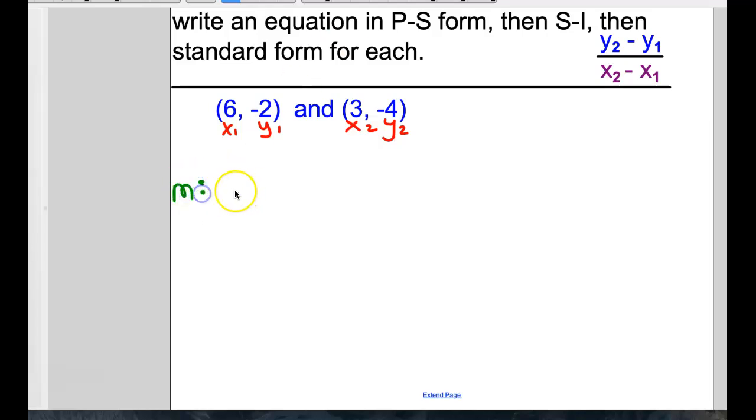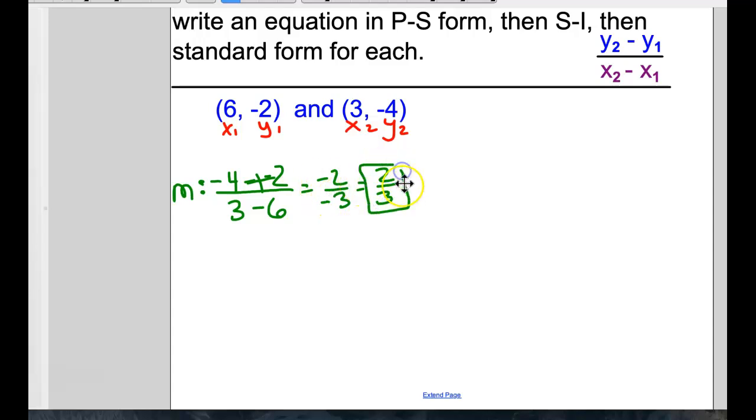And then we can work through calculating the slope. y2 is negative 4, minus y1 is negative 2, over 3 minus 6. This would turn into a plus. Negative 4 plus 2 is negative 2. 3 minus 6 is negative 3. And then the two negatives make my final answer for slope a positive 2/3.